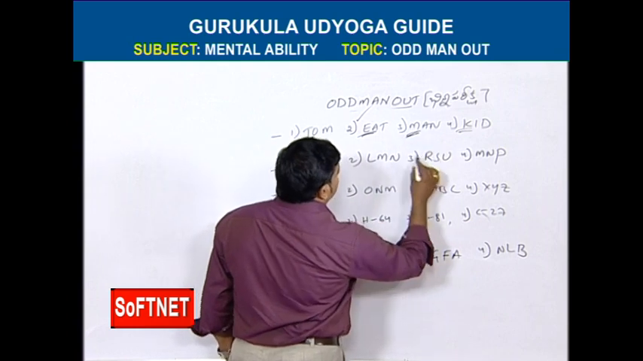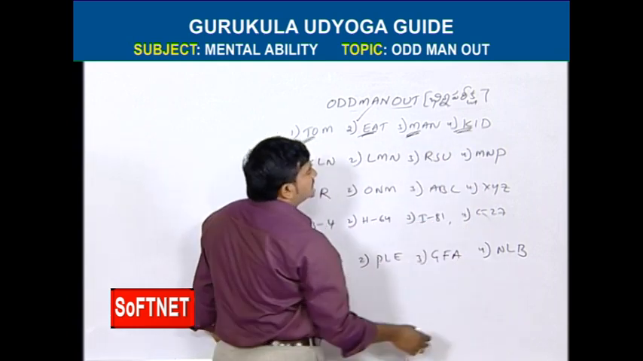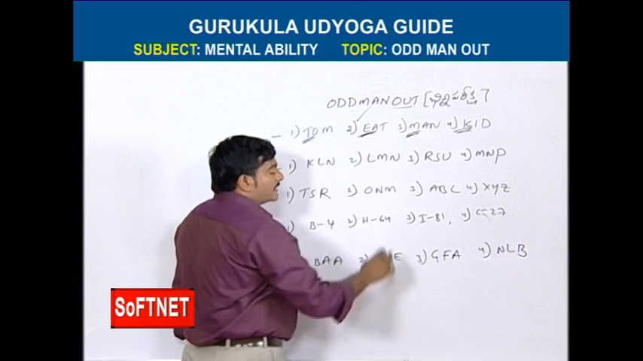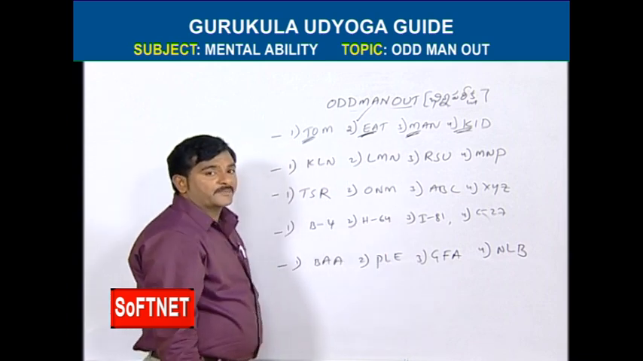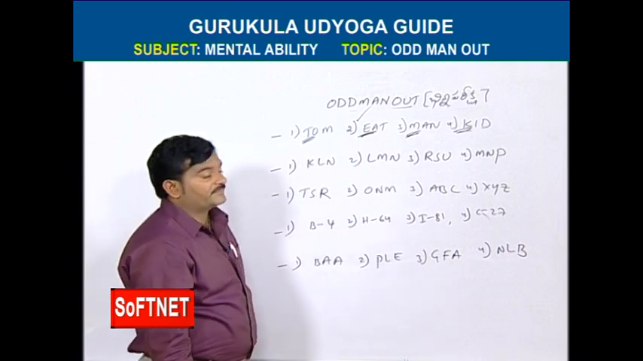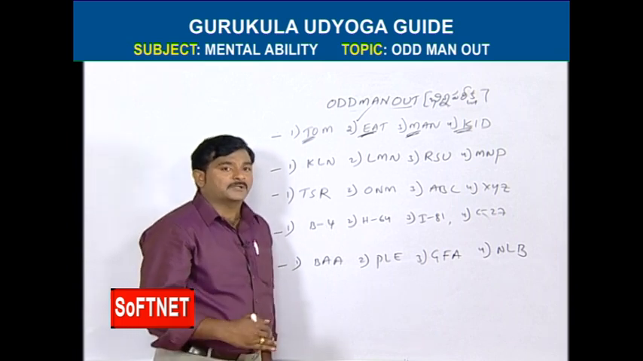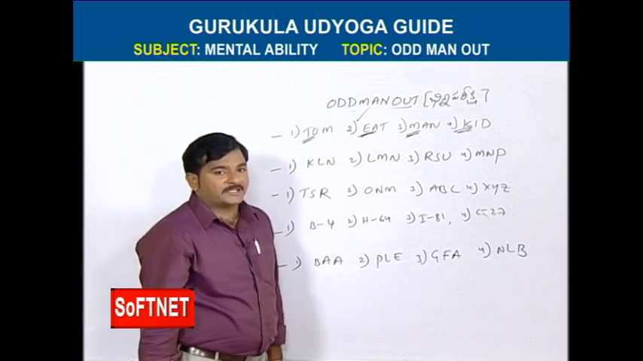But whereas the second option is starting with a vowel. Okay, that type of model is also there in odd man out. That is what I mean to say with that example.